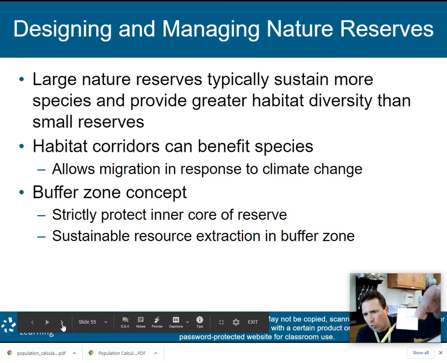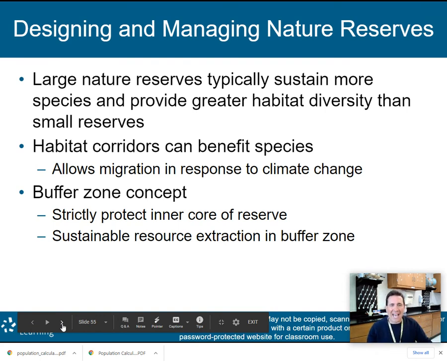and then around that in the buffer zone, that's where you can maybe take some resources out. Sustainable resource extraction could be done in that buffer zone, but strictly protect the inner core of the reserve and do not let any human beings get in there with either logging roads or to do any mining or forestry, timber, things like that. So you want to protect the inner core and then allow a little bit of sustainable resource extraction in that outer core of that buffer zone. And this is called the buffer zone concept.